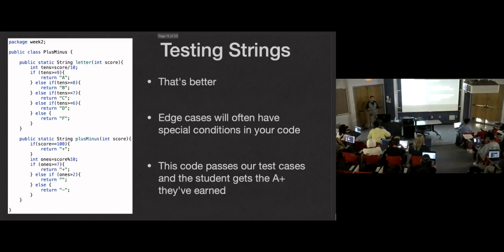So write tests to expose bugs. If you expose bugs, fix those bugs. That's your debug cycle. Yeah? Quick question. If you're using hash maps, you should also use assert equals if you're comparing hash maps.